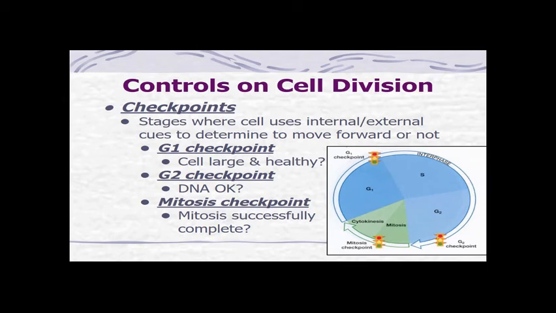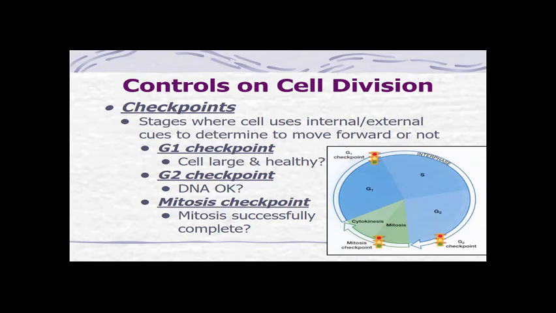So if the cell is large and healthy enough and it makes it past the G1 checkpoint, it's going to go into the S phase, it's going to go into the G2 phase. But before the end of the G2 phase, we have the G2 checkpoint.